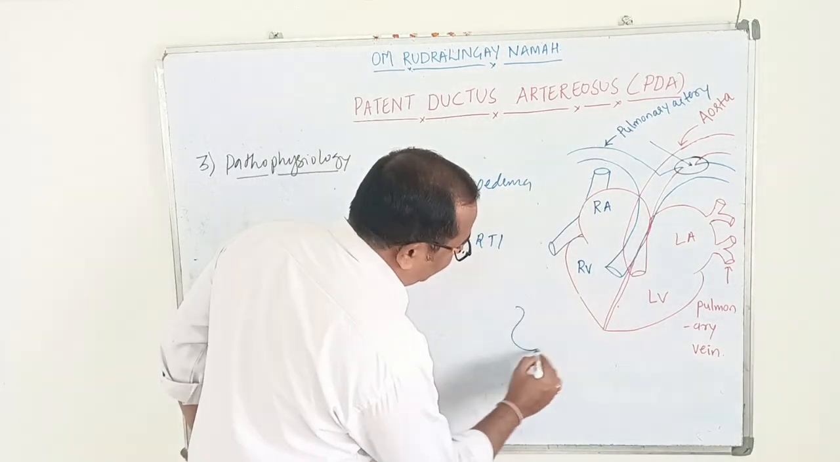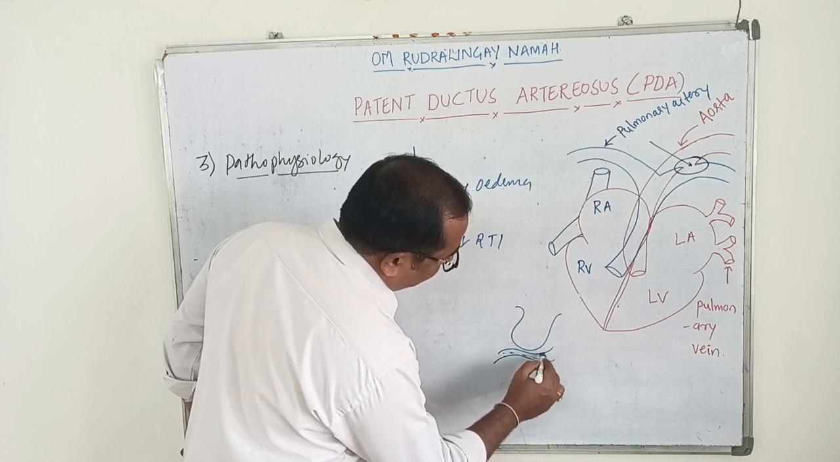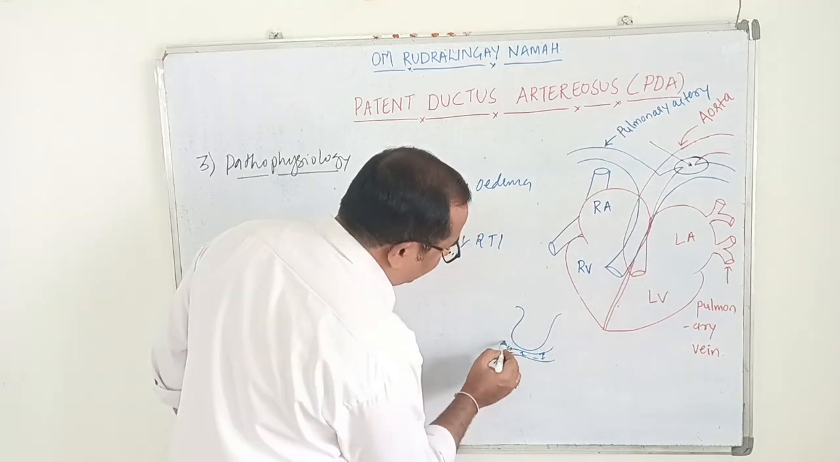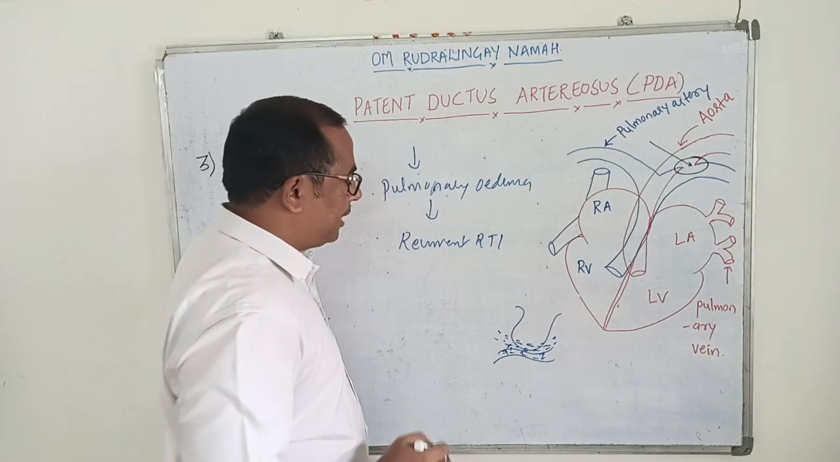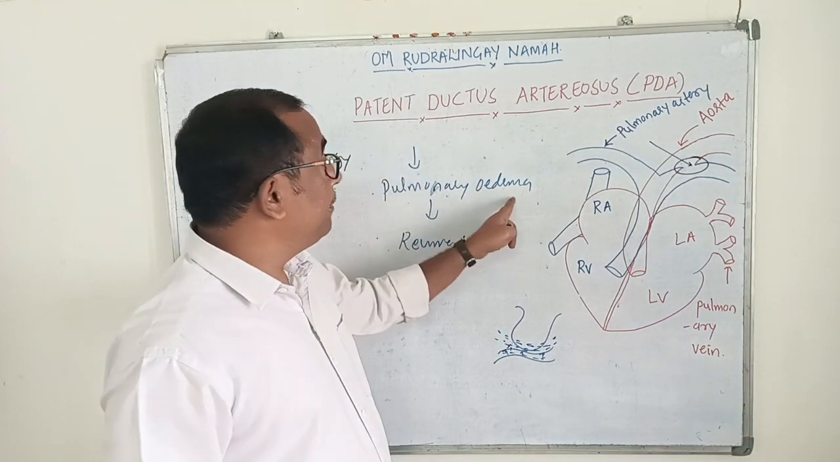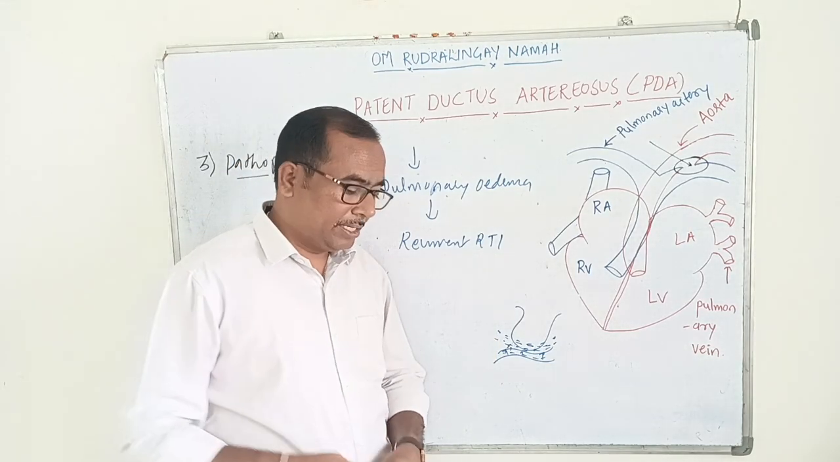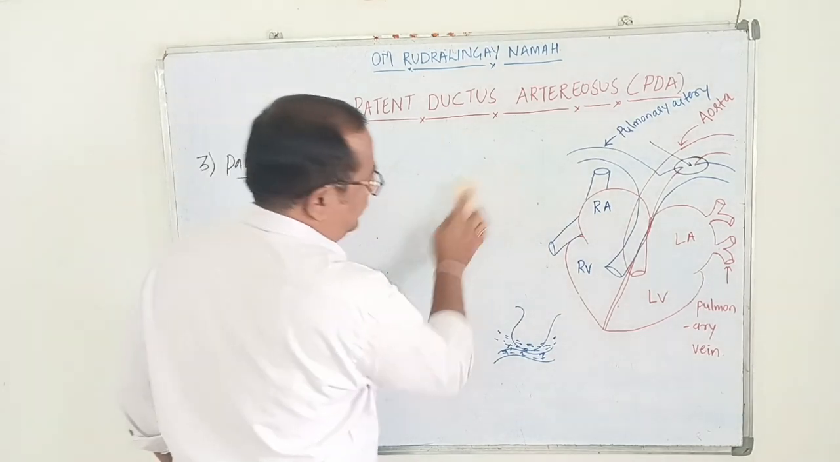This increased pulmonary blood flow leads to increased pulmonary artery capillary pressure. There is more pressure over the pulmonary artery. So this will lead to a forcing, or diffusion, of fluid from the pulmonary artery capillary into the alveoli and alveolar structures. So this will give rise to pulmonary edema, and pulmonary edema will lead to recurrent respiratory tract infection. Okay, so this is one pathophysiology. Now let us see another pathophysiology.